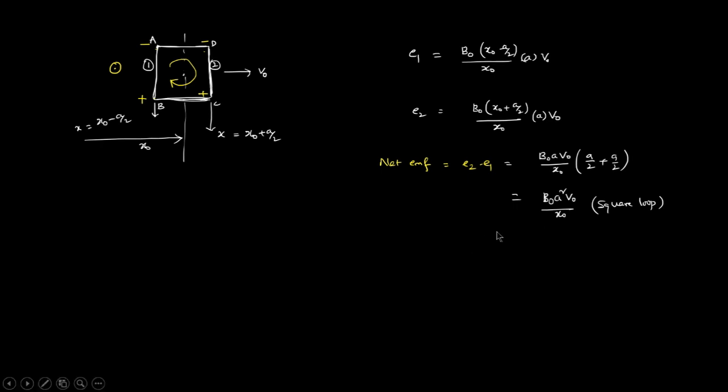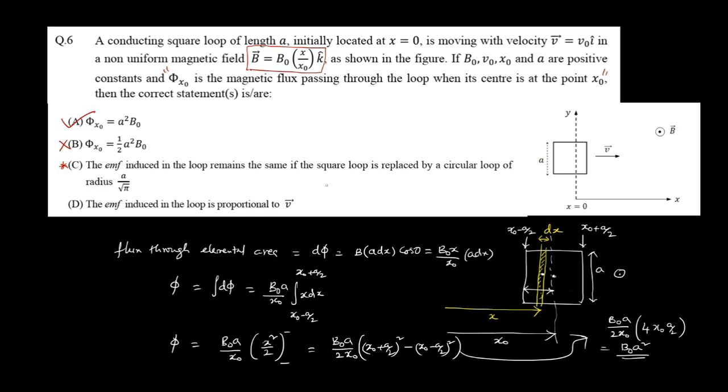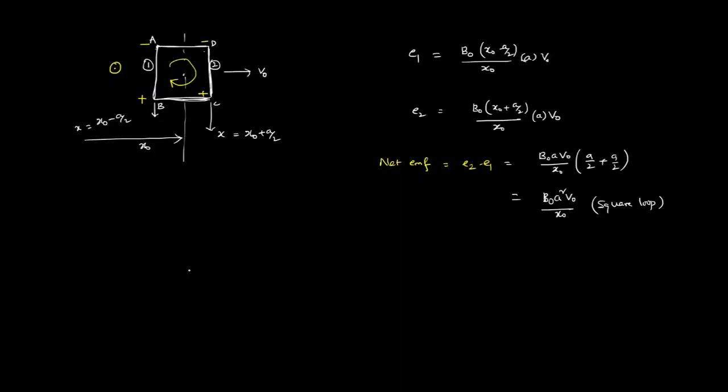Got it? Now what is option C saying? Option C is saying that when this square loop is replaced with a circular loop of radius a by root pi, then also the EMF is the same. They are saying that the EMF is the same for the circular loop also. So this was interesting when I was solving. First I thought that as the square is replaced with a circle, the magnetic field will vary, and because of the magnetic field variation, the EMF may vary.